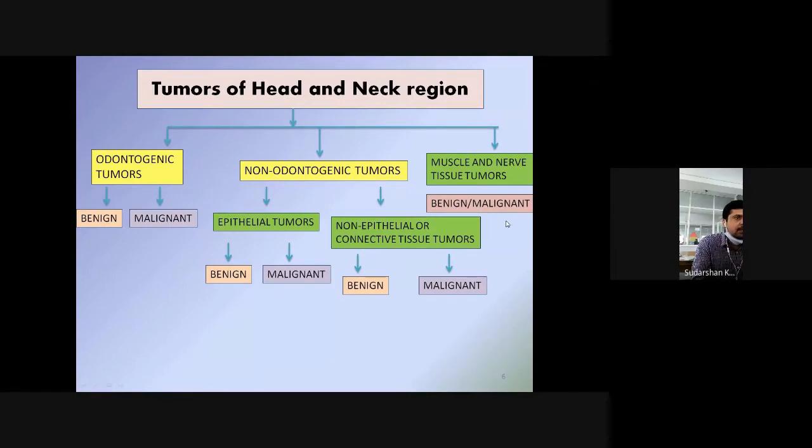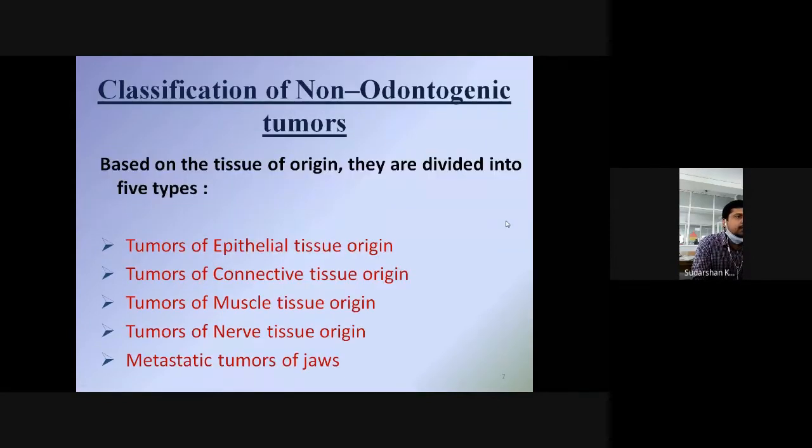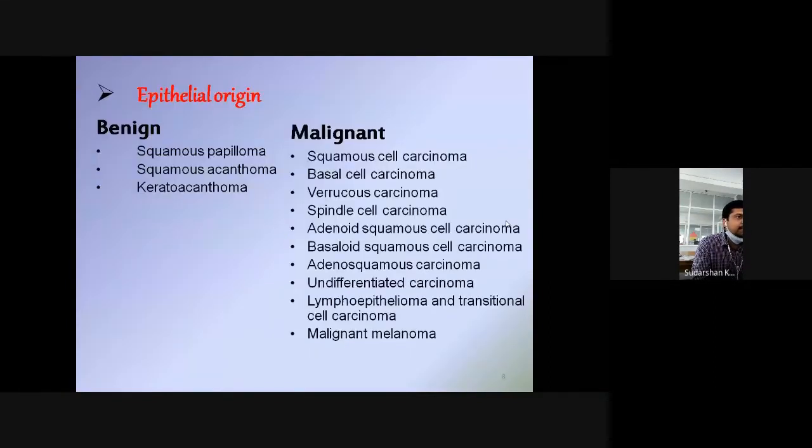So with this overview, I discussed the classification of epithelial tumors and the connective tissue tumors, both benign and malignant. Just I will summarize here. In the epithelial category, you have these benign and malignant tumors. In benign category, you have squamous papilloma, squamous acanthoma, and keratoacanthoma. And you have a big list in the malignant category, starting from squamous cell carcinoma, basal cell carcinoma, going up to malignant melanoma. All these things are over for you.